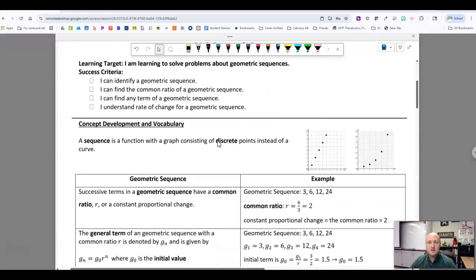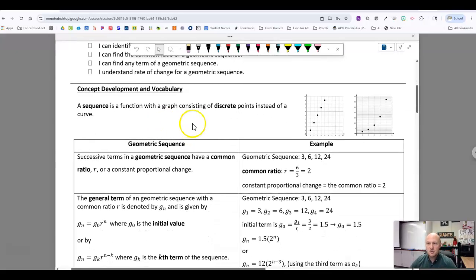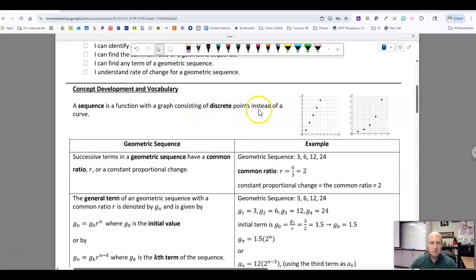Reminder, a geometric sequence is a function with a graph consisting of discrete points, or it can be a list of numbers instead of a continuous curve. And so here's an example of what an arithmetic sequence looks like, and then here is an example of what a geometric sequence looks like. What do you notice in terms of comparison between the two? Let's talk about what a geometric sequence is.